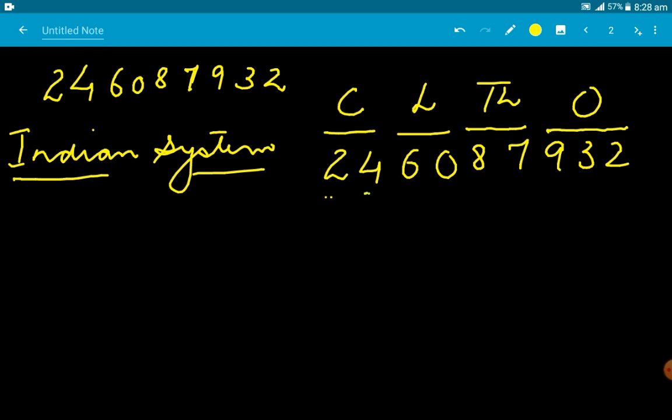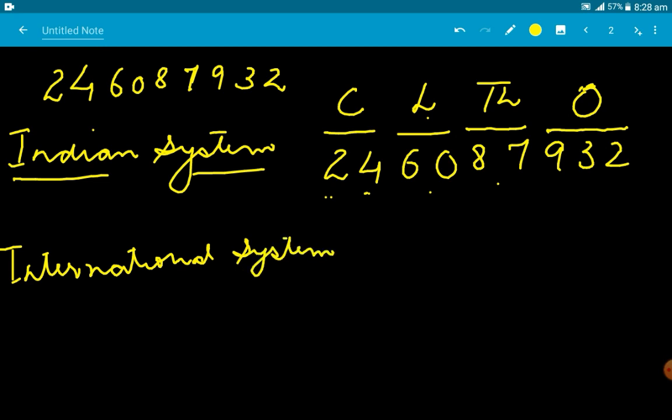It is 24 crore 60 lakh 87,932. Now let us speak it again. Yes, it is 24 crore 60 lakh 87,932.